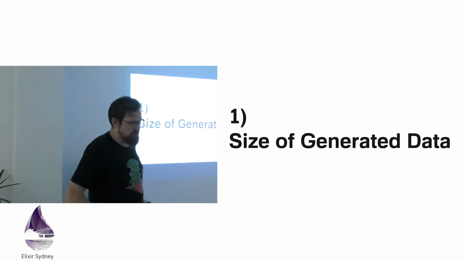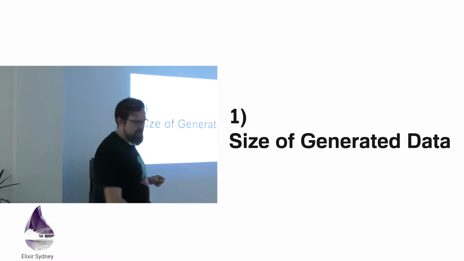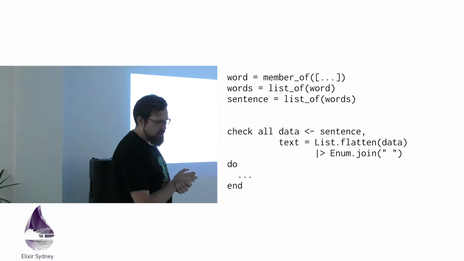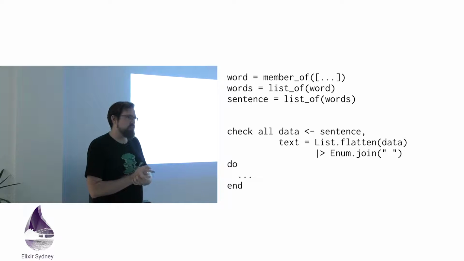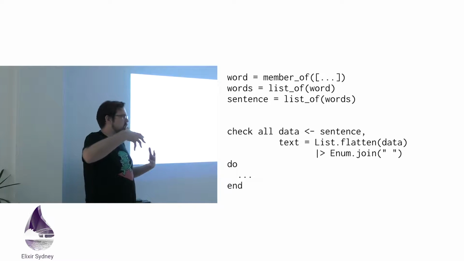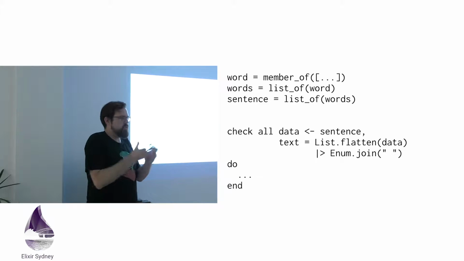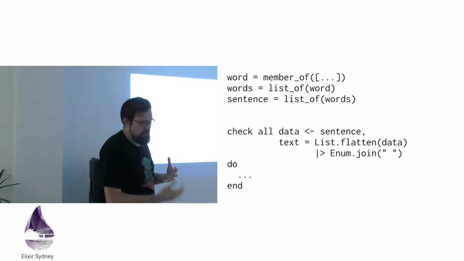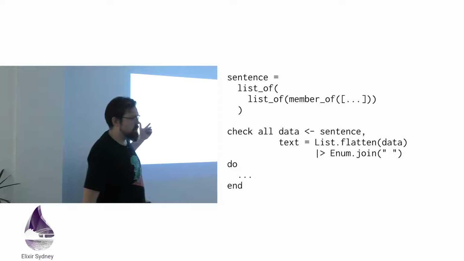So one is the size of generated data. Cool. Back to one of our previous examples, we've got a sentence, which is a list of words, and this word is a list of characters, and then a character is one of these values, which is all fine. But because these are pure functional combinators, you can rearrange them. In this case, this is strictly equivalent.